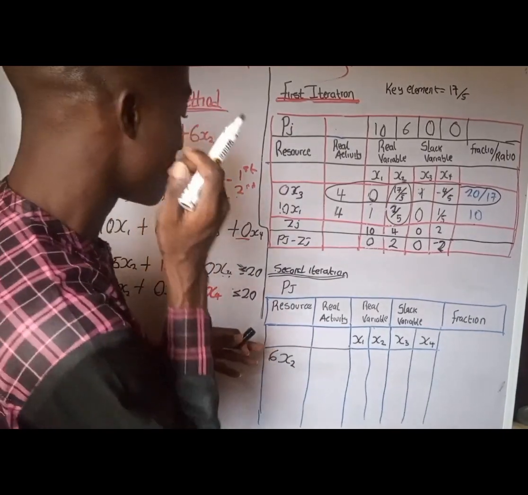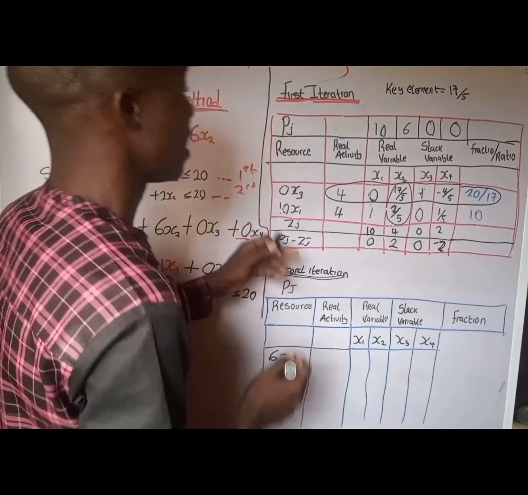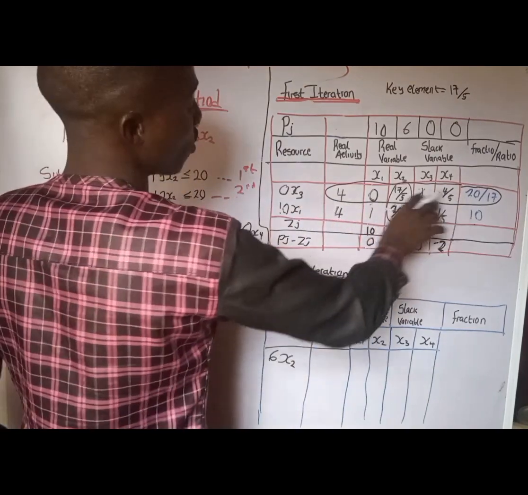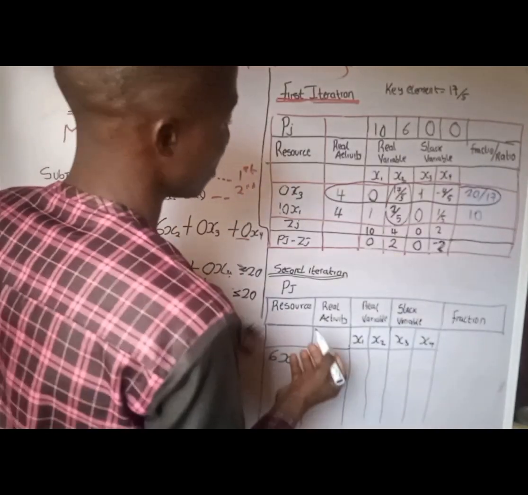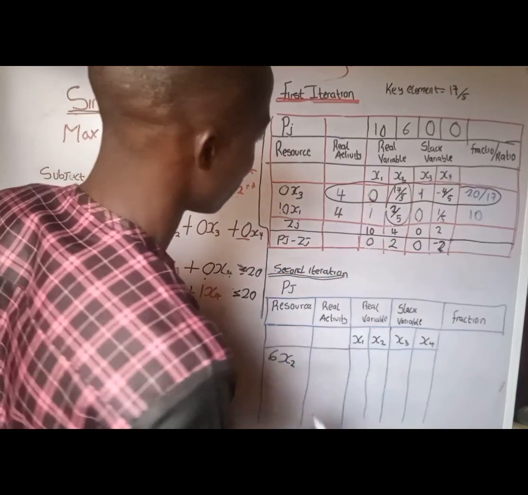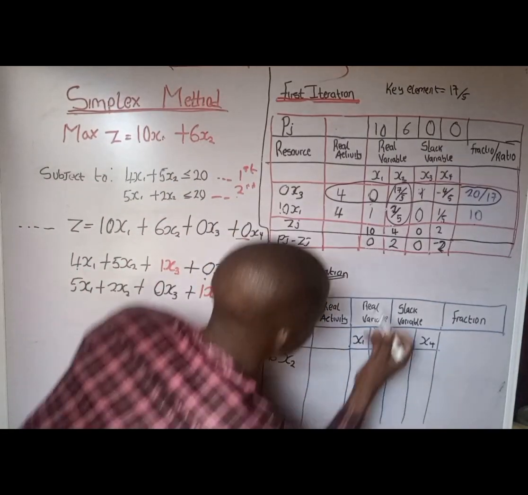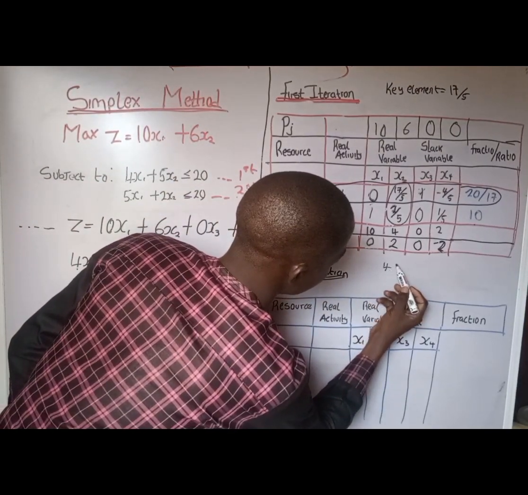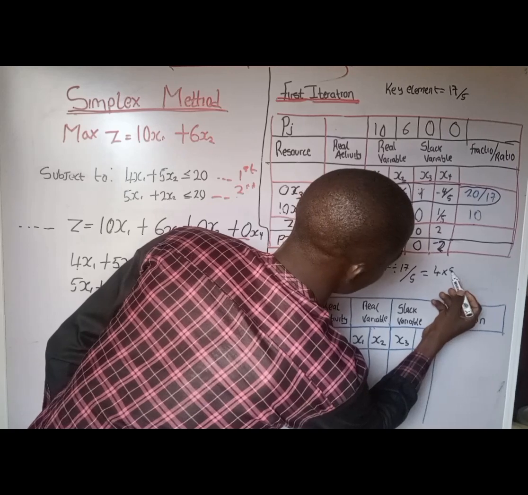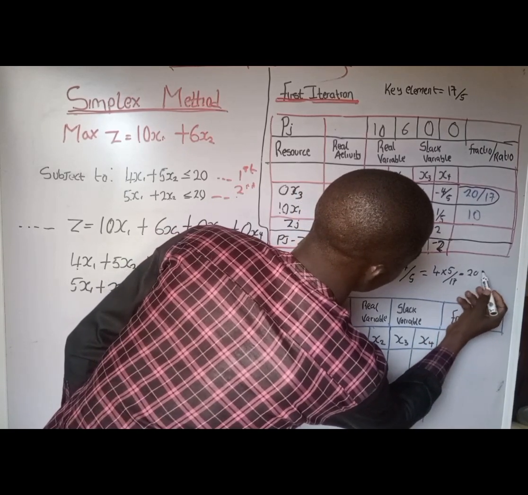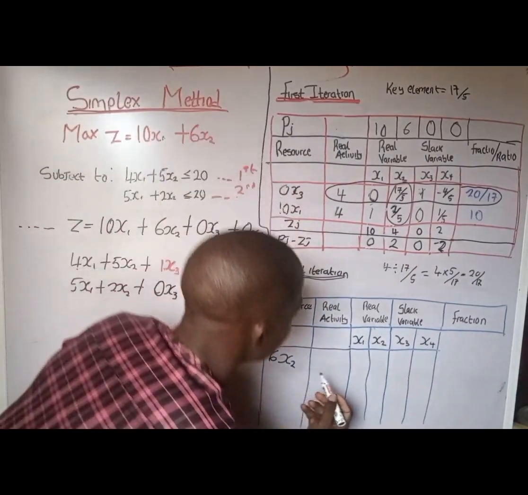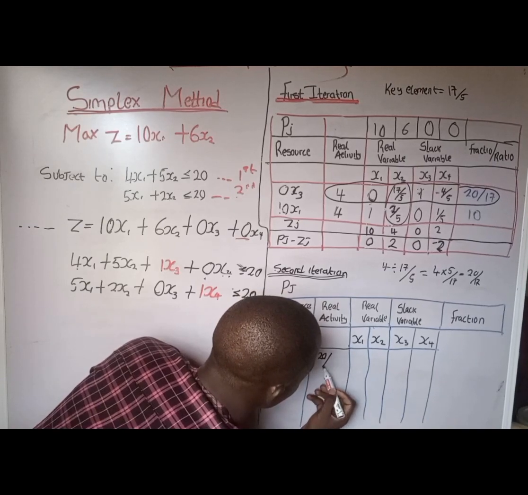Now, in order to get the real activity level, since this is my key element, I'm going to be dividing all this row by the key element. So therefore I'm going to be having something like 4 divided by 17/5. 4 divided by 17 all over 5 will give me 4 multiplied by 5/17. So I'm going to be having 20 all over 17. The real activity here becomes 20 all over 17.